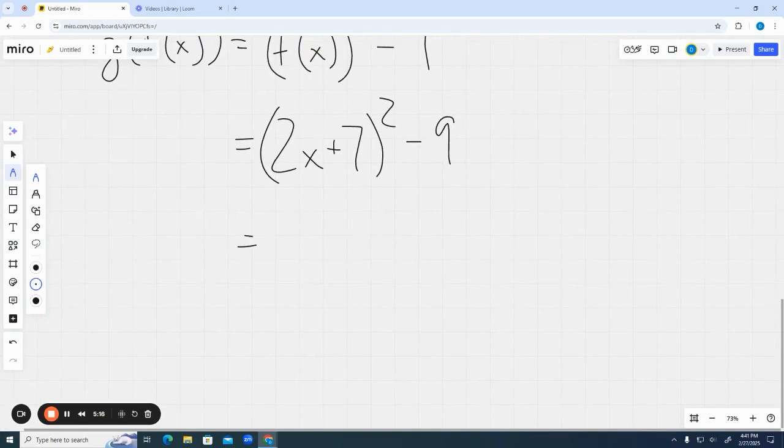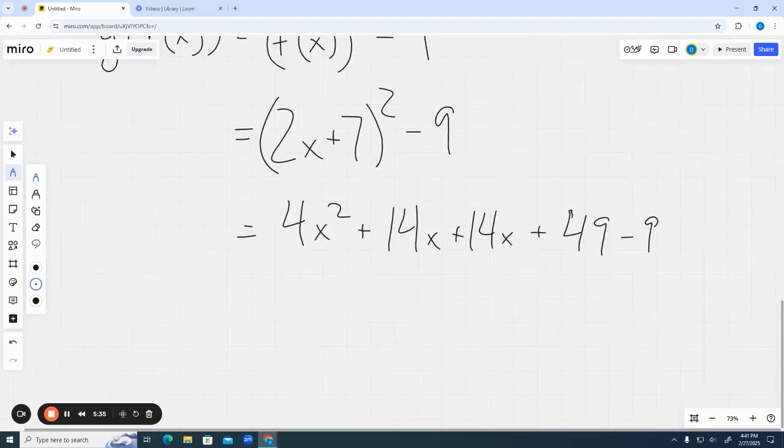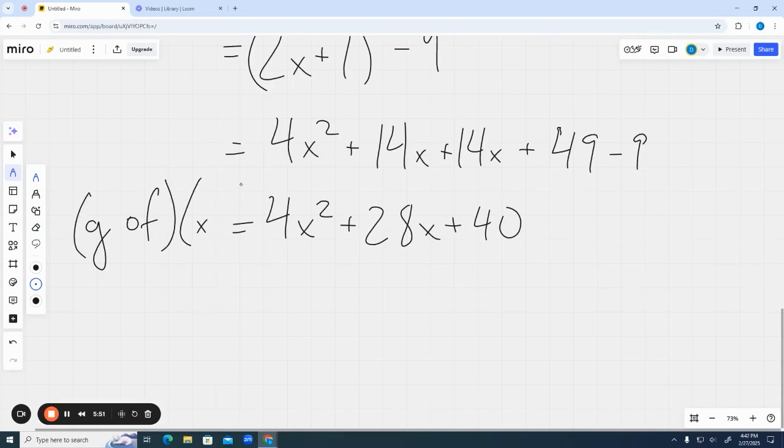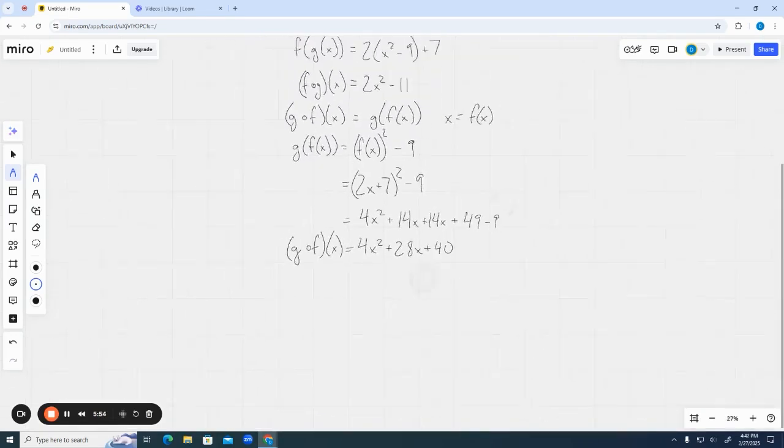So we can go 2x times 2x, that's 4x squared. 2x times 7 is 14x. 7 times 2x is 14x. And 7 times 7 is 49, right? Minus 9. So that would be 4x squared plus 28x plus 40. And that would be g of f of x.